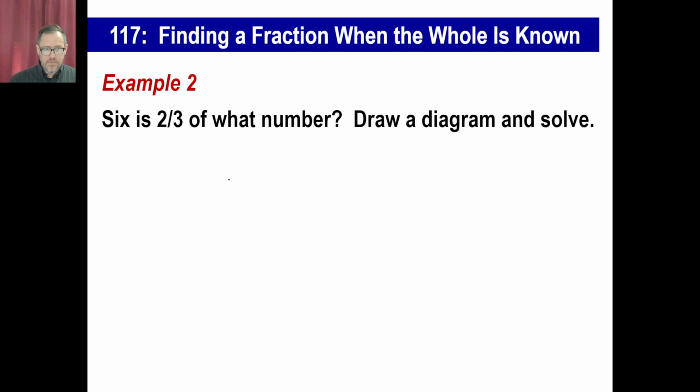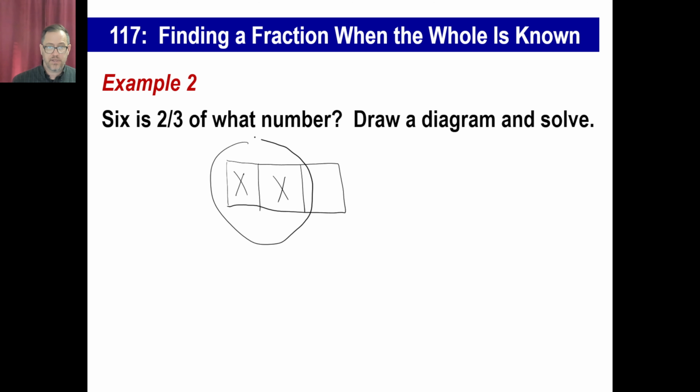Okay. 6 is 2/3 of what number? I mean, let's look at this. Let's draw some number in thirds, right? Well, somehow this plus this, in other words, the 2/3, this part here is going to equal 6. So obviously, each one of those parts is going to be 3, right? So this part, of course, will be 3 as well. So the entire number, of course, is 9. There we go. Okay. All right.